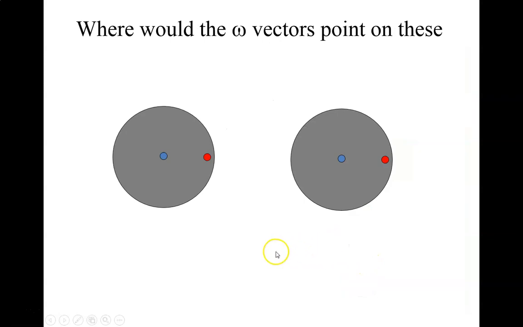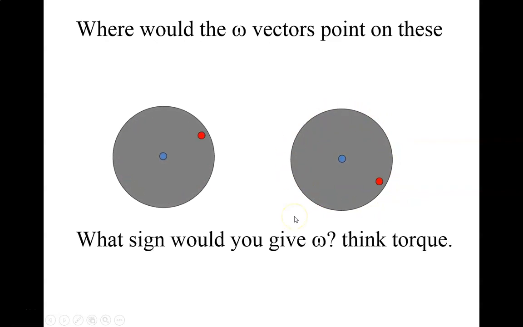So what would the direction of the angular velocity be for this guy? If you curl your fingers in the direction of the rotation, your thumb should be pointing into the page right here. And if you curl your fingers in the direction of this rotation, your thumb should be pointing out of the screen.